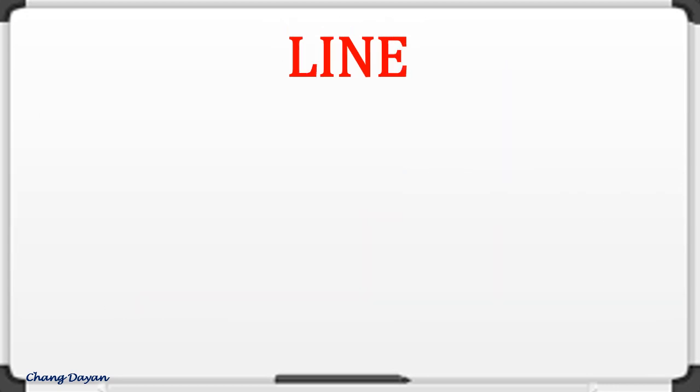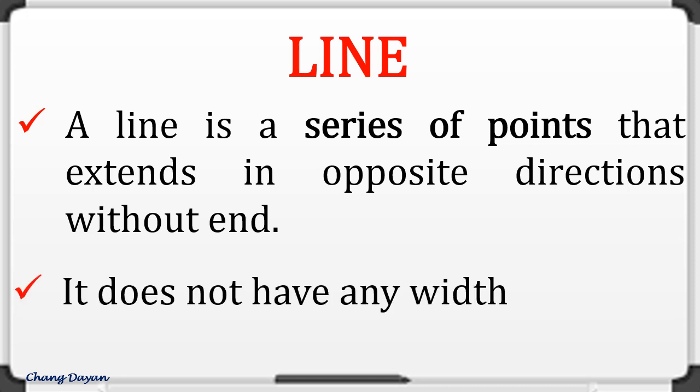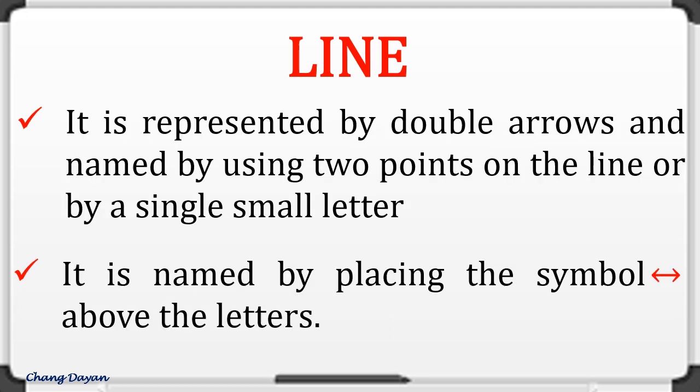Now let us have the line. A line is a series of points that extends in opposite directions without end. So it is a combination of points. It doesn't have any width, but there is a length. It is represented by double arrows and named by using 2 points on the line or by a single small letter. It is named by placing the symbol above the letter.